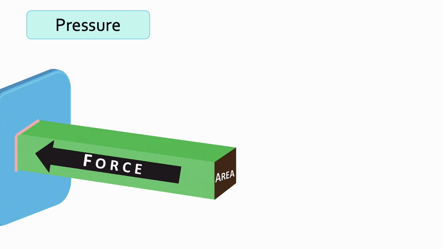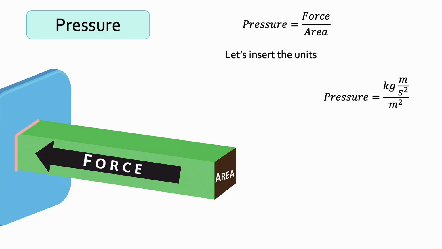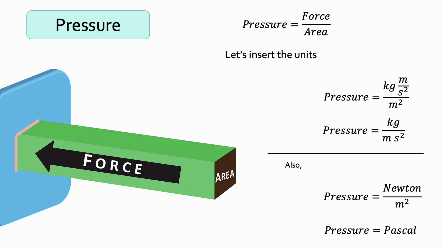Pressure is defined as force per unit area. The formula is pressure is equal to force divided by area. Using SI units, force is in newtons, area is in square meters, so it should be Newton per meter square. Also, you can keep kg meter per second square for force and meter square for area. You would get kg per meter second square. Newton per meter square is also called Pascal. Pressure tells us how concentrated a force is over a given area.